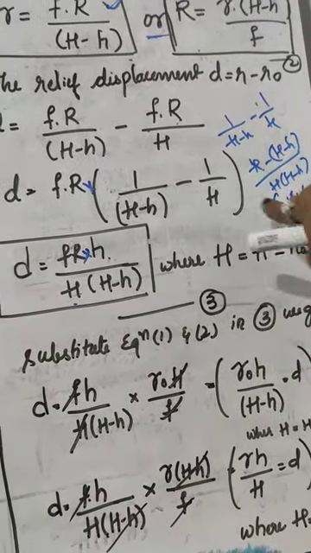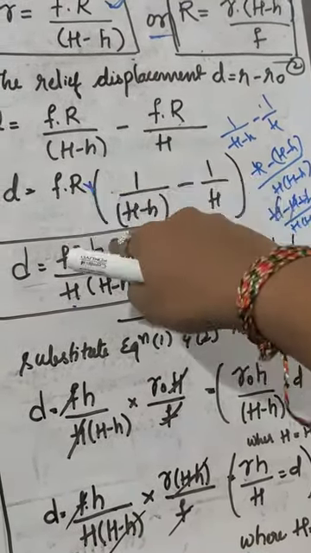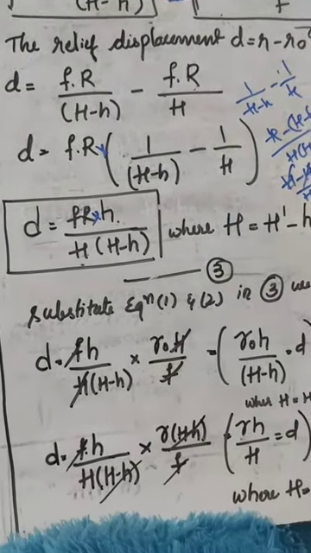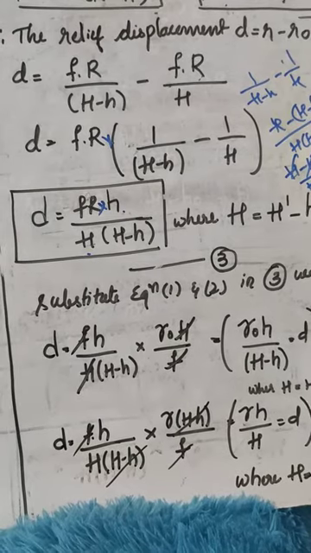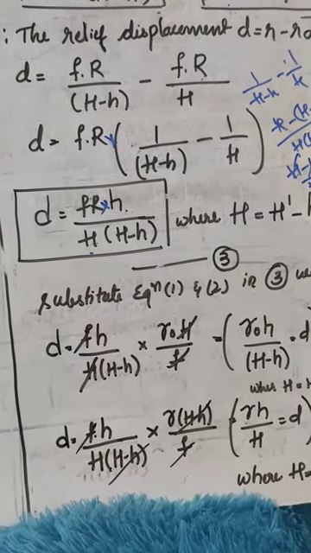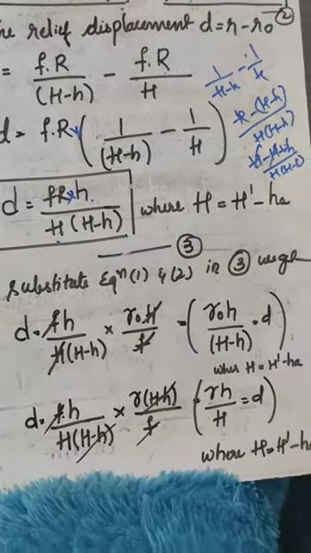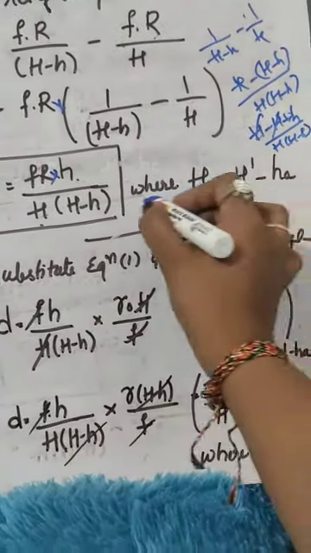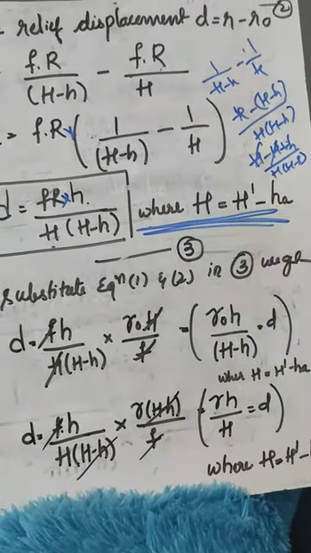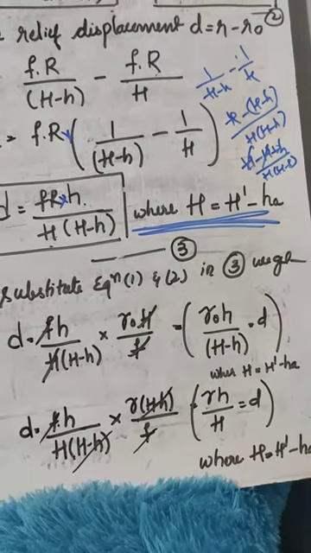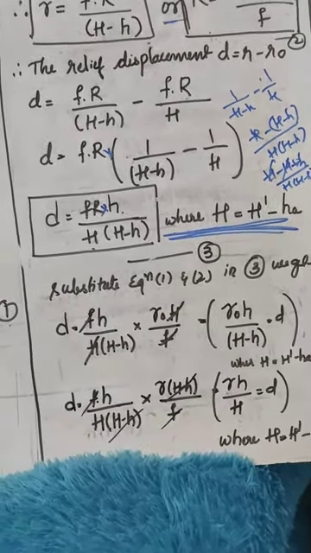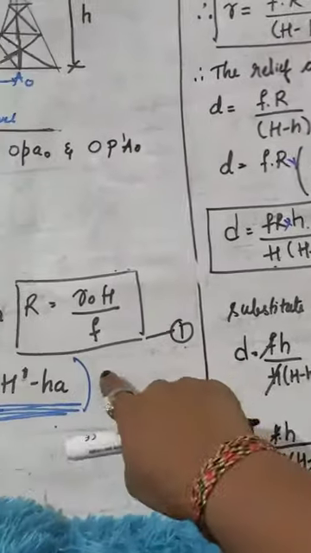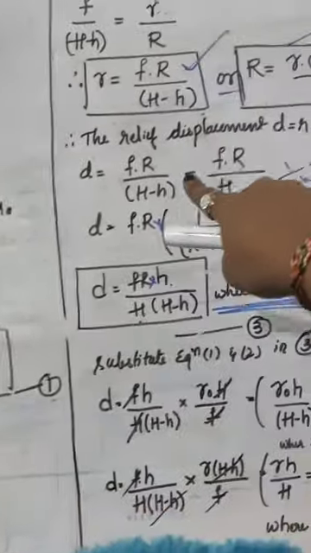This solution is multiplied by f r. So finally we will get this equation as D is equal to f into r multiplied by h divided by capital H into (H minus h). And one more thing, writing this is very important, where capital H is equal to H dash minus h A. So finally what we want is, we have written the equation for capital R also, right?